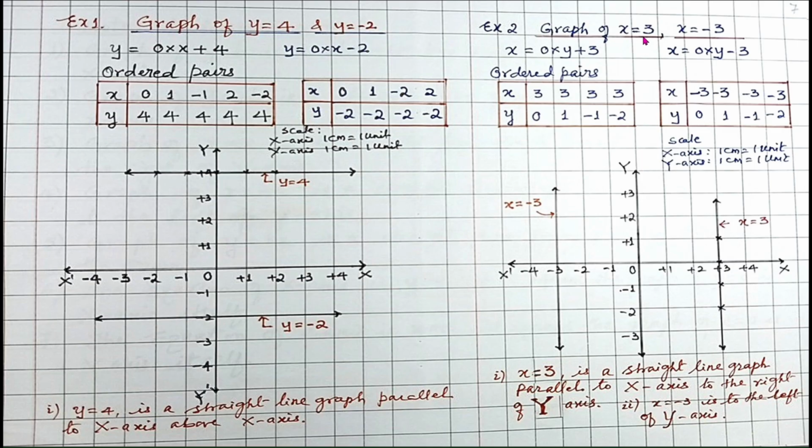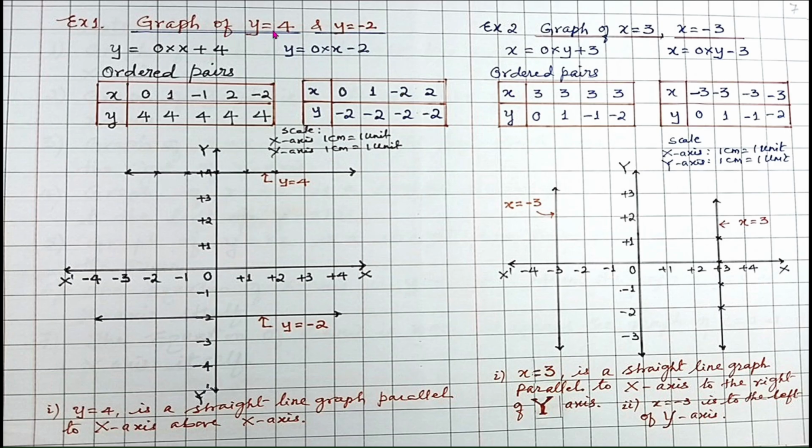side of the y-axis. Therefore, when x is equal to 3, a positive number, we get a straight line graph parallel to the y-axis on the right side of the y-axis. If x is equal to minus 3, then when you draw the graph, we will get a straight line graph parallel to the y-axis on the left side of the y-axis. So that is what you have to remember.